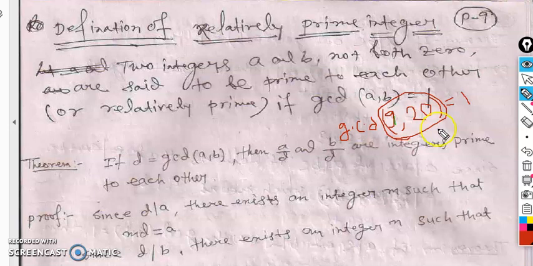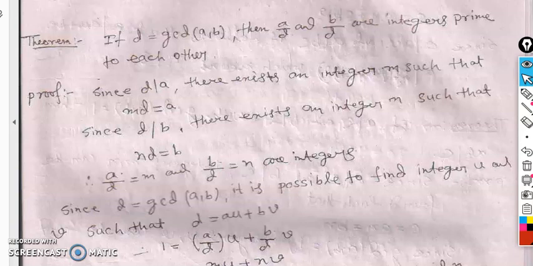Next we move to a related theorem which is very important for your examination, your real life application and any other competitive examination. You can apply this theorem in the field of number theory. The theorem says that if D is the GCD of A comma B, then A by D and B by D are integers prime to each other.